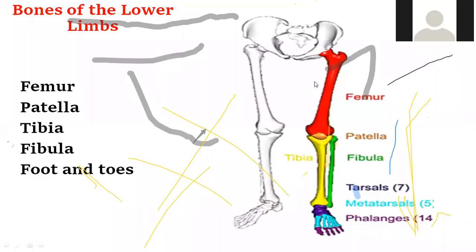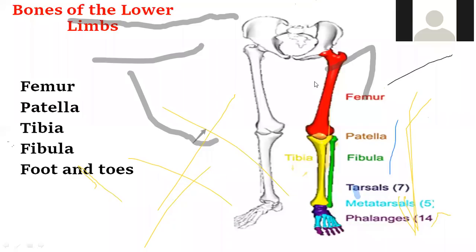Now, the proximal tibia consists of the expanded medial and lateral condyles, which articulate with the medial and lateral condyles of the femur to form the knee joint. So those are the striking features on these bones. Between the tibial condyles is the intercondylar eminence. On the anterior aspect of the proximal tibia is the tibial tuberosity, which is continuous inferiorly with the anterior border of the tibia.